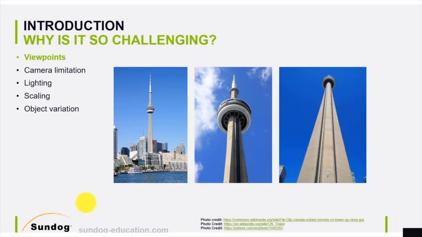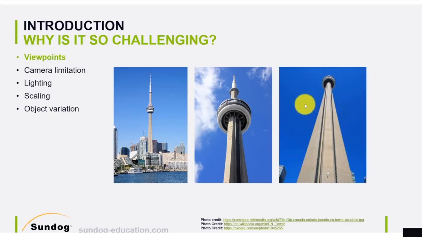So the first challenge is viewpoints, all right? This is an image of the CN Tower in Toronto. From far away, we can recognize it easily. However, if we go underneath the CN Tower and look up, that's the image we're going to get. Or maybe if we get a little closer and take more of an angle, we come up with this. However, these three are actually the same object.